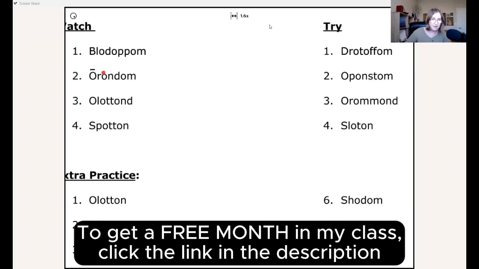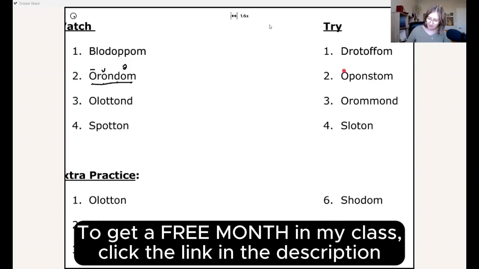And then this O says ah because the next two letters are consonants. This O says ah because of our reading hack for the day. It's toward the end of a longer word with a consonant after it. So our sounds are O, ah, d, m. Orondum, orondum, orondum.